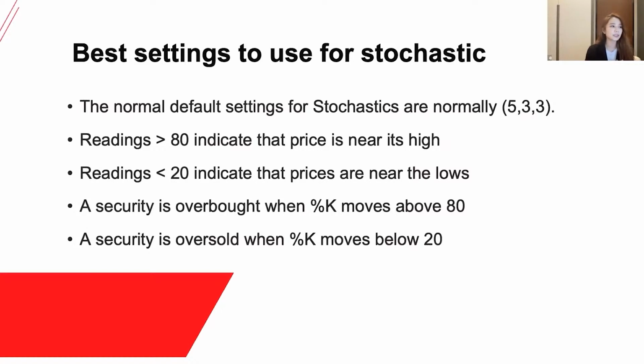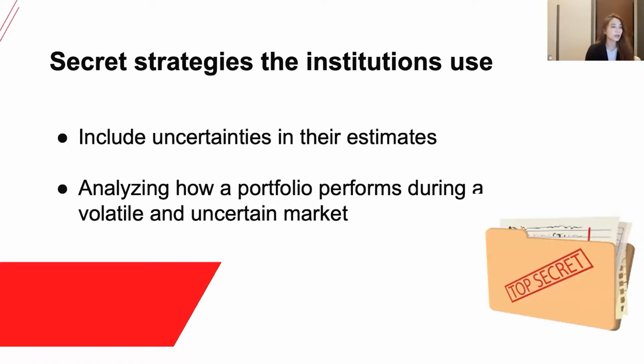A security is overbought when percentage K moves above 80, and normally oversold when the percentage K line moves below 20. I think it'll be more graphical once you get to see it, so we will look at it in a while.